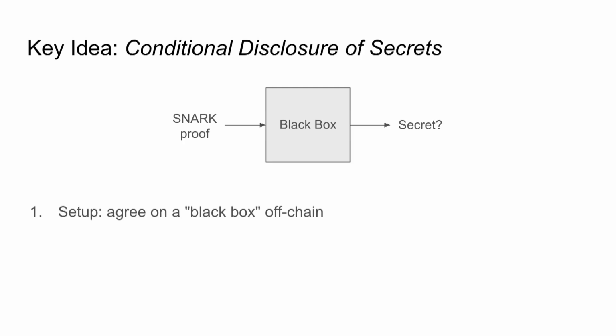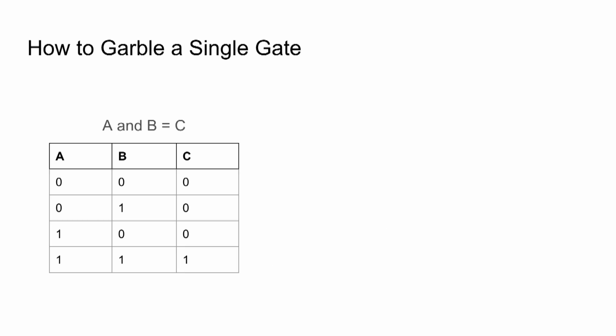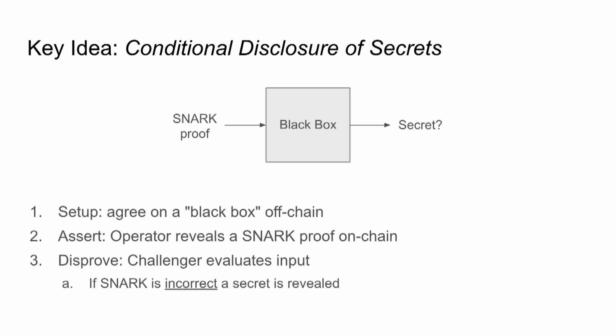So it works such that during the setup, you agree on this black box off-chain, like you just exchange that data off-chain. Then during withdrawal, the operator asserts to a SNARK proof on-chain, and then the challenger can evaluate the input using that black box. And if the SNARK is incorrect, they learn the secret, and this secret is the fraud proof that they're going to use to slash the operator, to prove that the operator lied. So knowledge of that secret is a proof that the operator lied, and it's a proof that the Bitcoin blockchain can understand. That's the key idea, that you just need to reveal that secret to disprove an operator, and you don't need anything else.